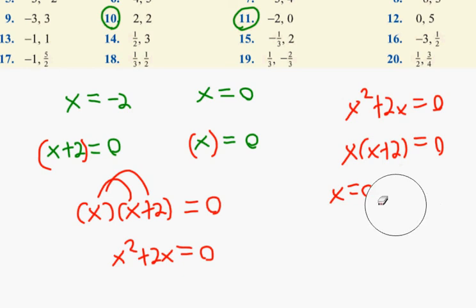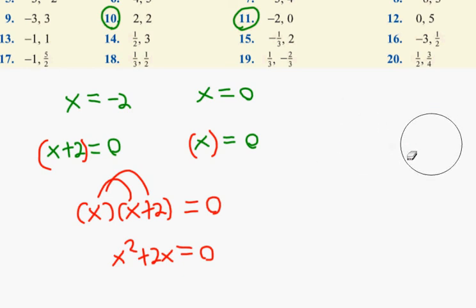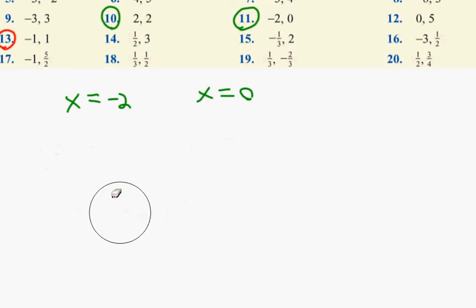Now, the one with 13 is another one that has everything in it. Okay, 13. Anybody tell me what we can do with number 13? 13 is a special one. Yeah, it will be. You'll see in a second.